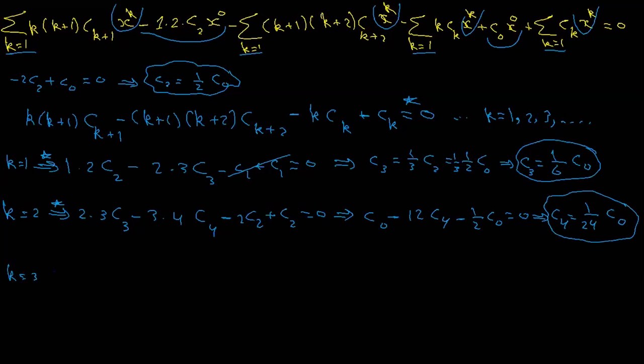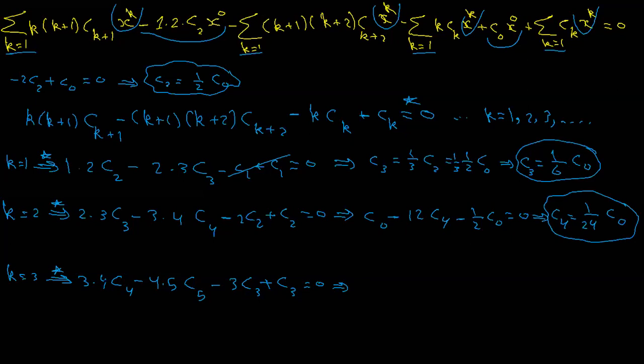K equals 3. That will give me the star equation. My K is 3, so 3 times 4 of C4 minus 4 times 5 of C5 minus 3C3 plus C3. Professor, from where did you find this equation? From star equals 0. Let us try to do that together.